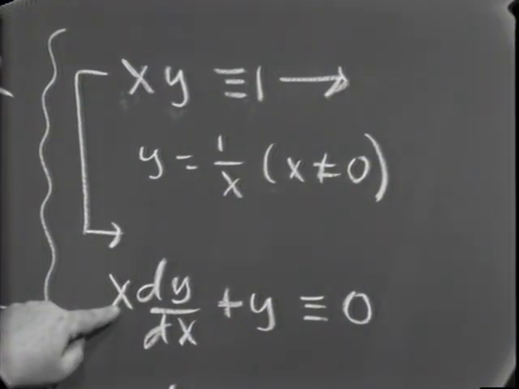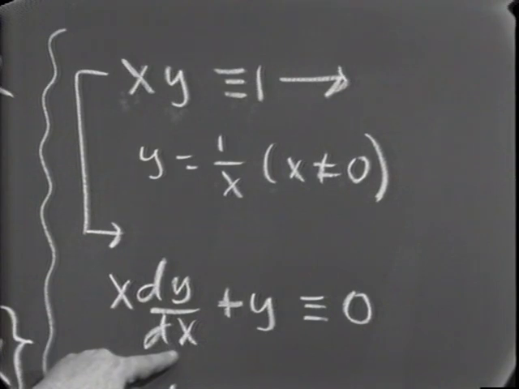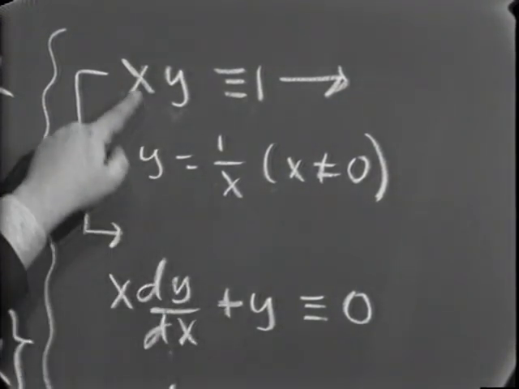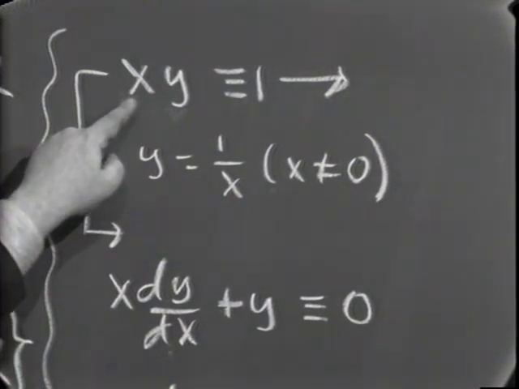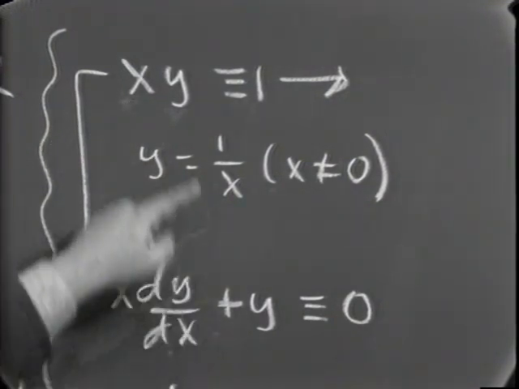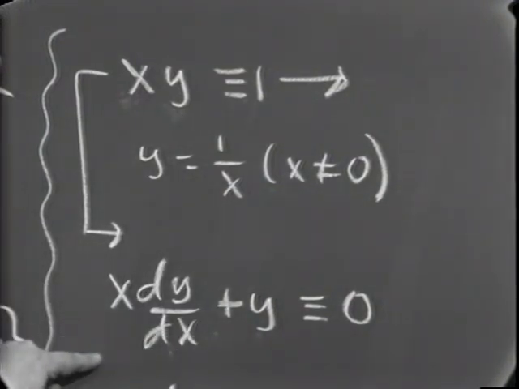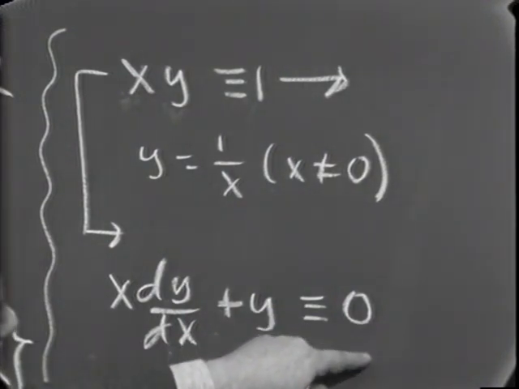Namely, we will take the first factor times the derivative of the second with respect to x. That's dy/dx, because y is the second factor. Plus the derivative of the first factor with respect to x. Well, the derivative of x with respect to x is 1, times the second factor, which is y. That's now the derivative of the left-hand side. That must equal identically the derivative of the right-hand side.